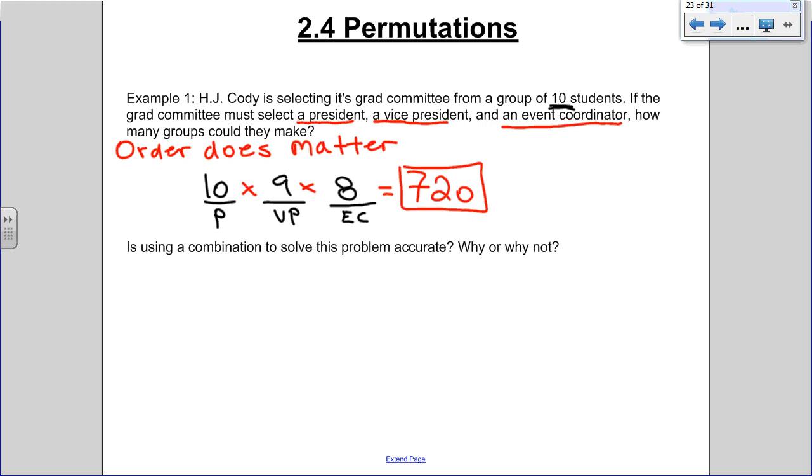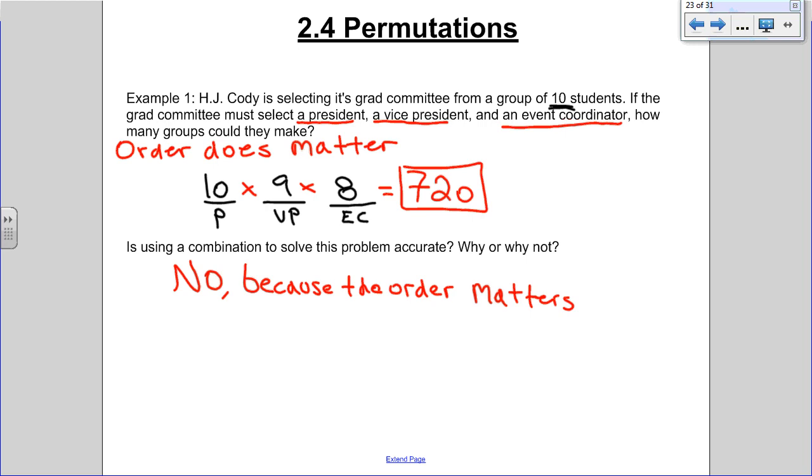Is this question a combination question? It is not a combination question. Why is it not a combination question? Because the order matters. The order matters, so it's not a combination question. We have a name for it. So if it's not a combination question, it's a permutation question.